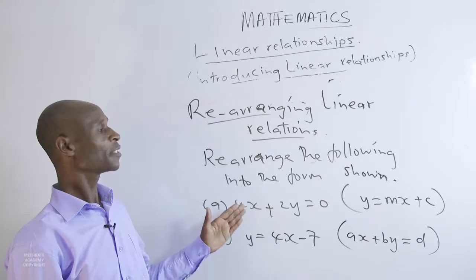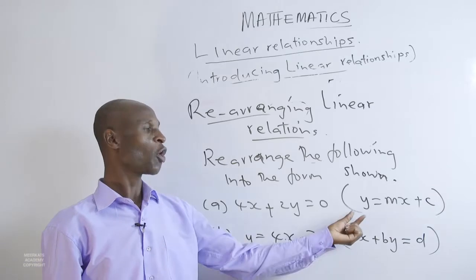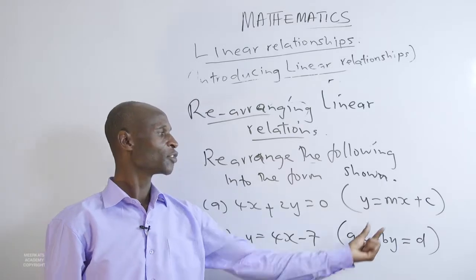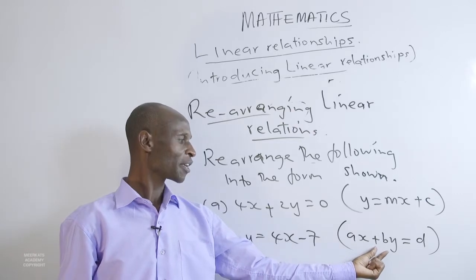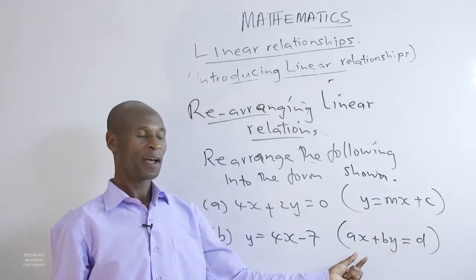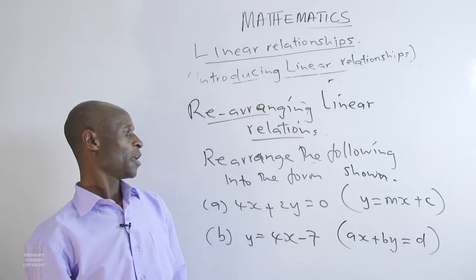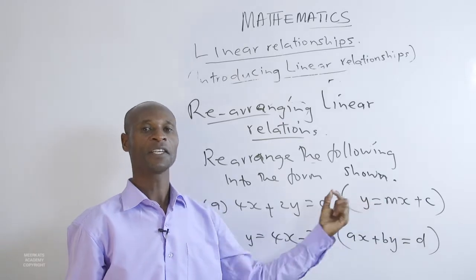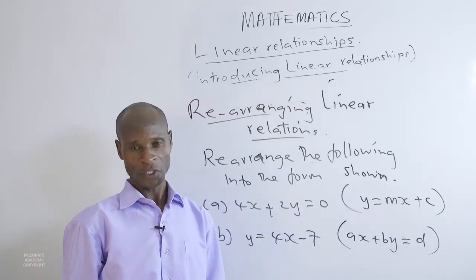Now, we want to finalize by looking at how we can arrange linear relations in the forms shown here. The first form is y is equal to mx plus c. And the second form is ax plus by is equal to d, where a, b, and d are just constants. In the first form, y is equal to mx plus c, m is a constant and c is also a constant.